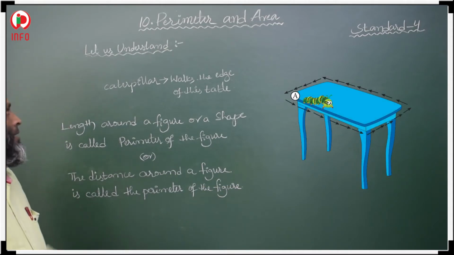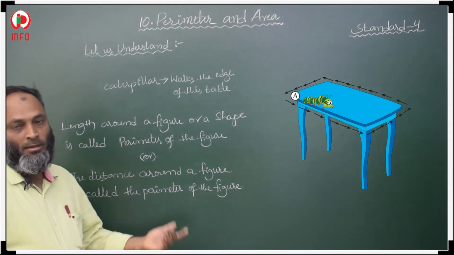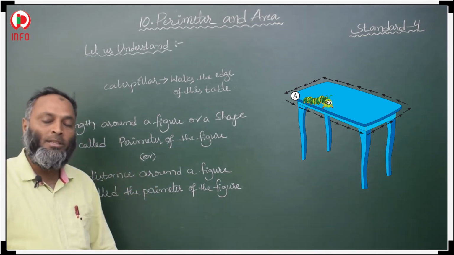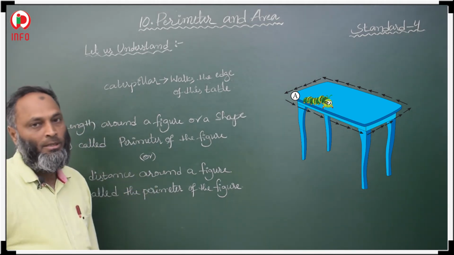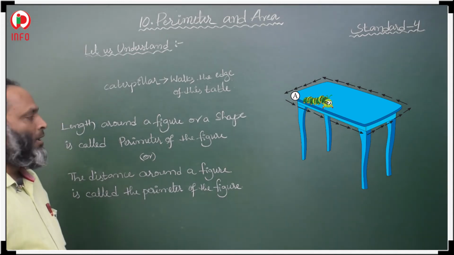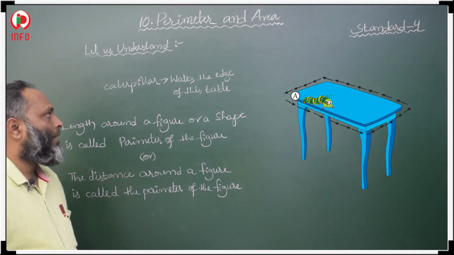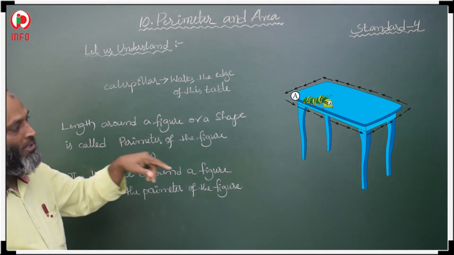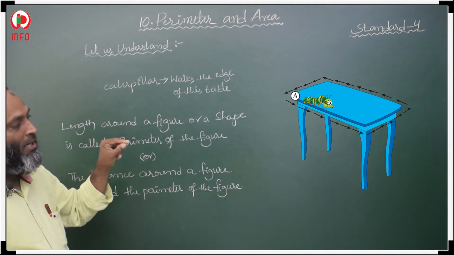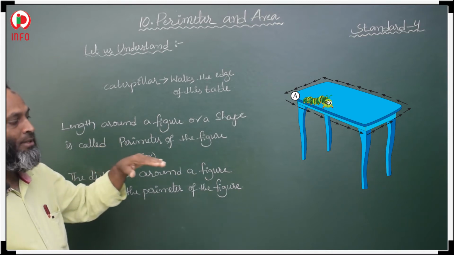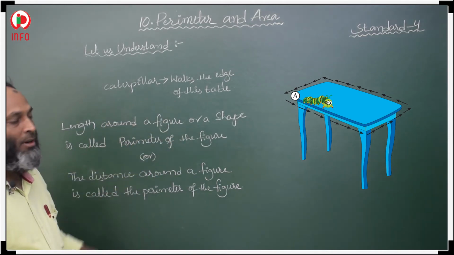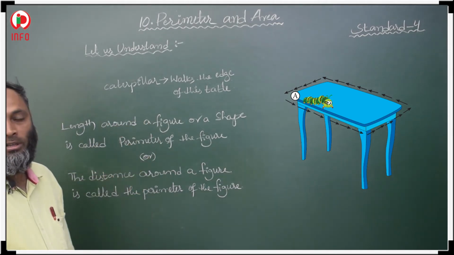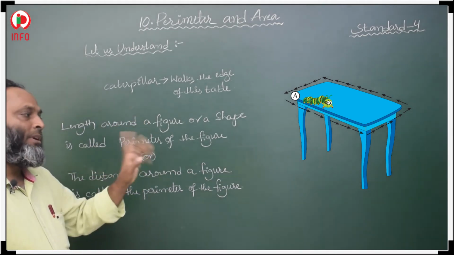Students, see here. Let's understand what the perimeter is. See here in the picture, one caterpillar is given. The caterpillar walks along the edges of this table. Its starting point is A, and it slowly moves along the edges of the table and comes back to the starting point A.